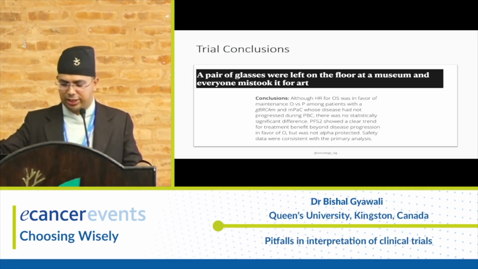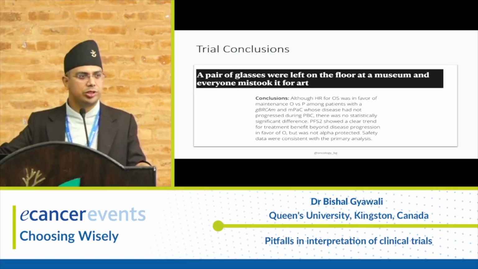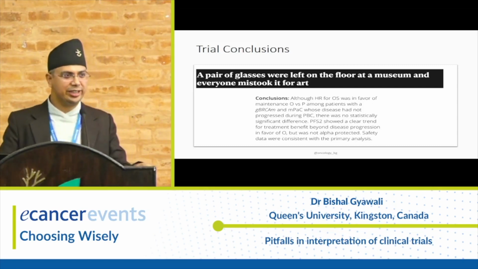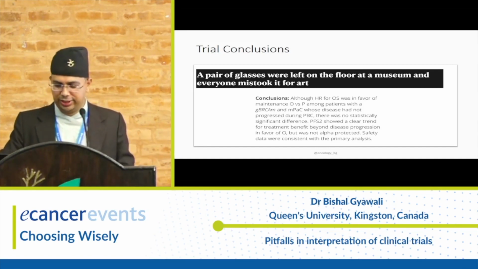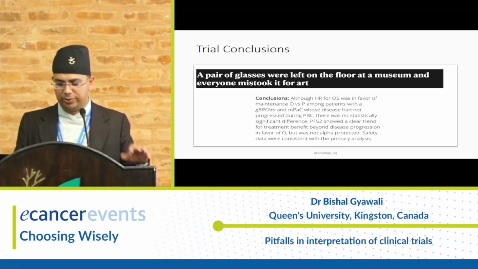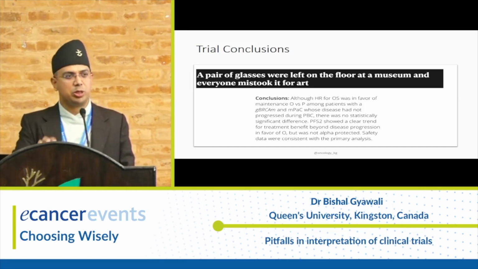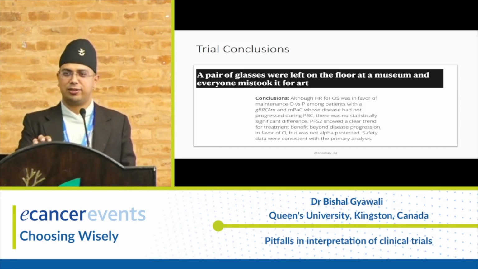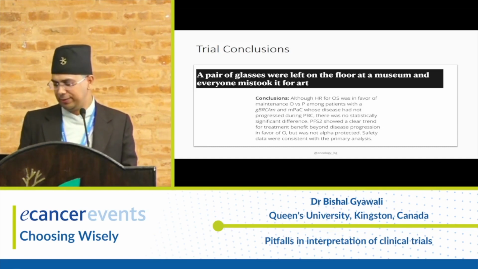And then they talk about a different endpoint, PFS2, trend. If you see this word trend to justify any conclusions, you should think that the data are not good. And what was not alpha protected. We can discuss this later, but this is an epitome of bias, of what a professional medical writer can do. If it was up to me, I would have written that this drug is not useful, we should not be using it. That would have been the conclusion.